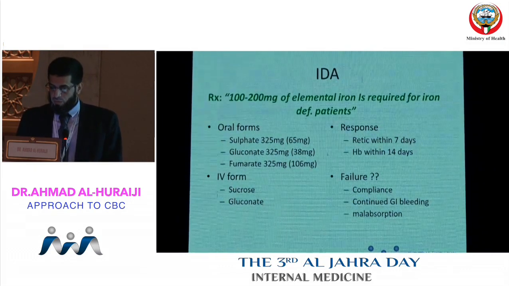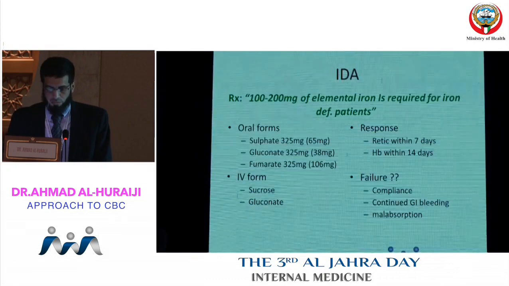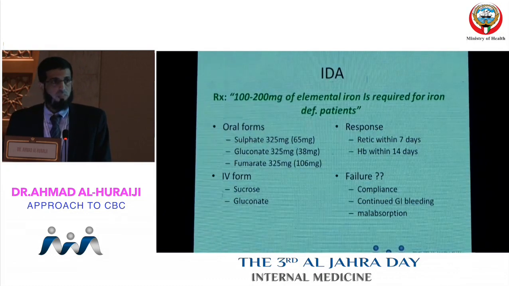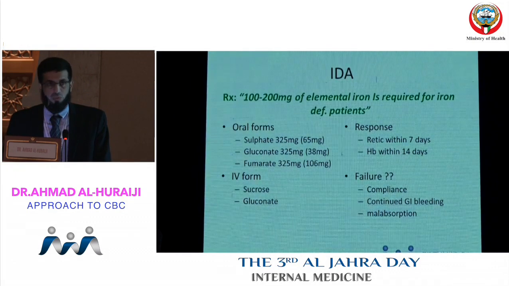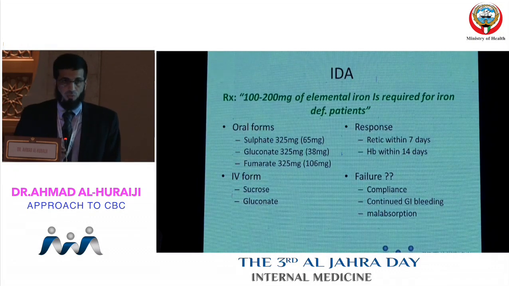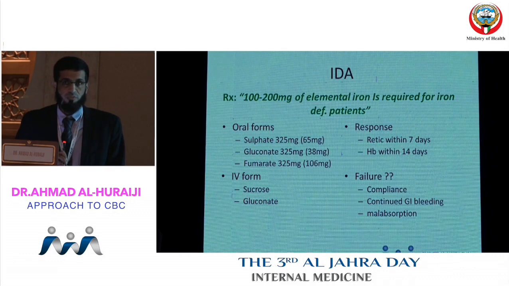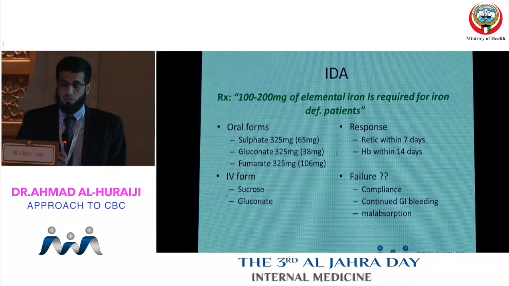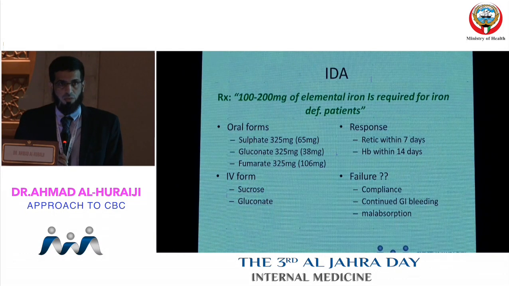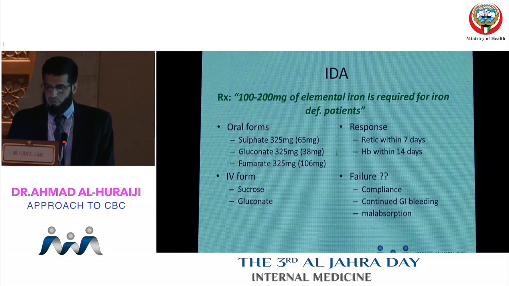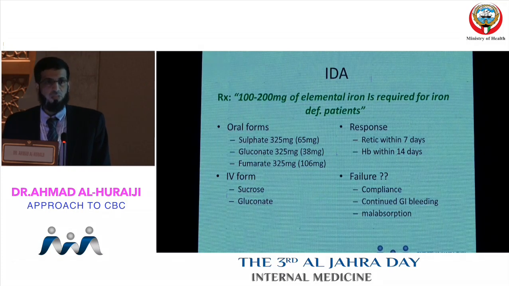Regarding the daily requirement of iron, patients with iron deficiency anemia should take at least 100 to 200 milligrams of elemental iron. For example, ferrous sulfate 325 milligrams contains 65 milligrams of elemental iron. Therefore, you need to take 2 to 3 tablets a day to reach the optimal requirement of oral ferrous sulfate. There are other IV forms available with limited indications, like in patients who are intolerant to oral iron, malabsorption, or previous GI surgeries.